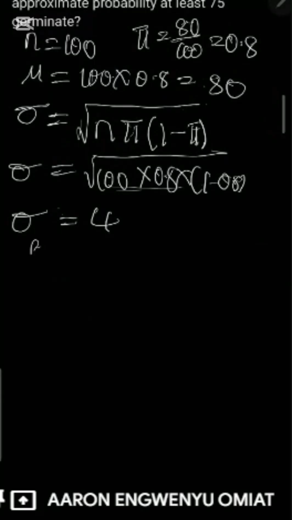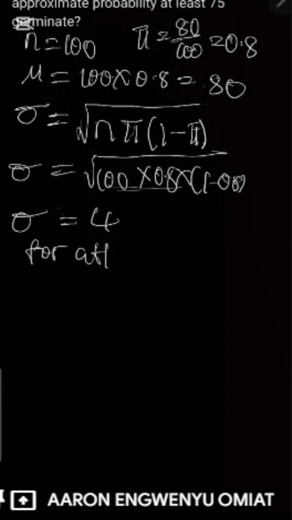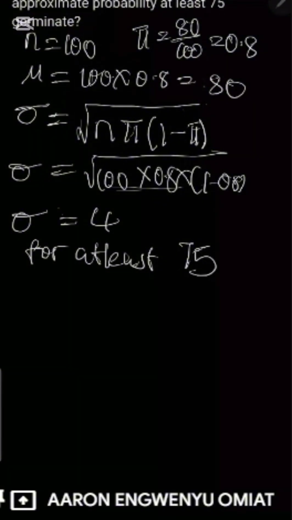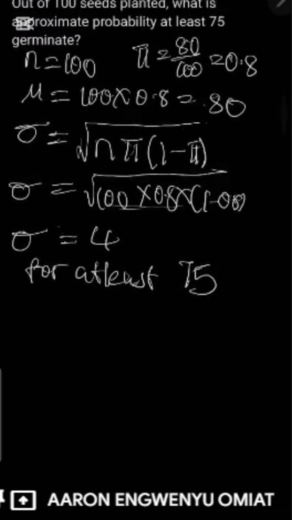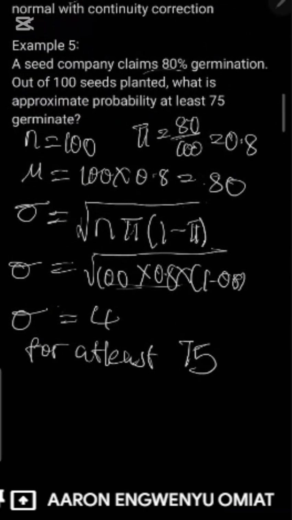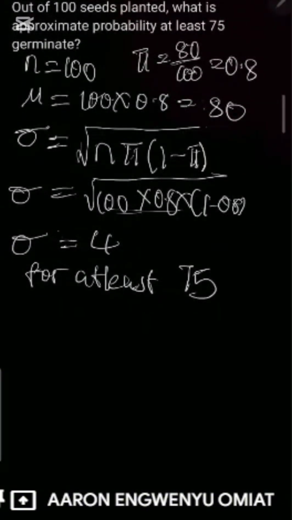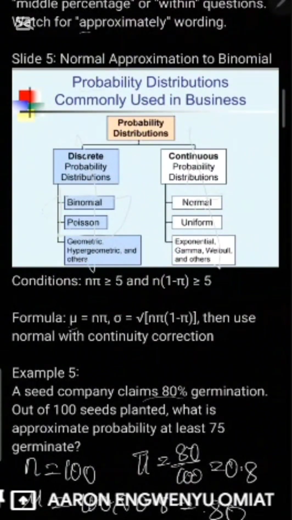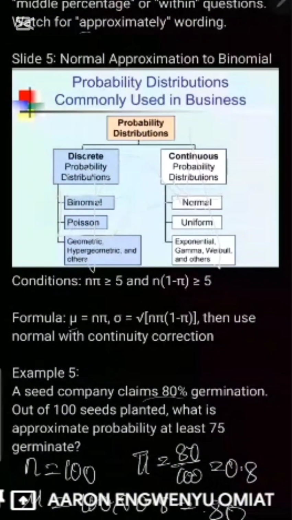So for at least 75, by normal approximation to binomial, we want to calculate this probability. It's a binomial probability, but we are going to use normal approximation. Why? Because it's easier to use. If you go back to this table, you realize normal is continuous, binomial is discrete. So for you to move from discrete to continuous, there has to be a continuity correction.